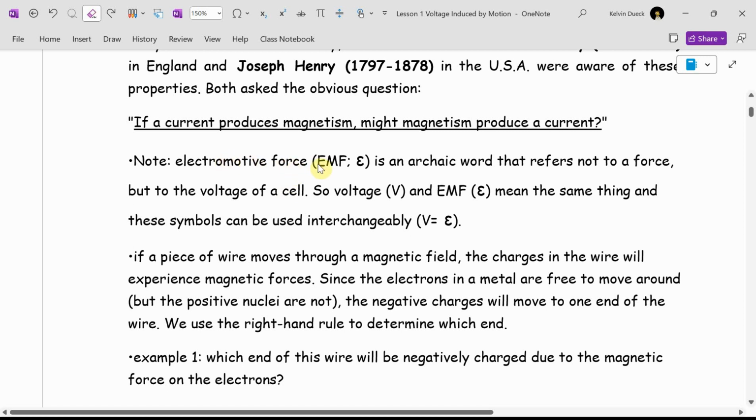Note, electromotive force, which we abbreviate as EMF because it's not a force.